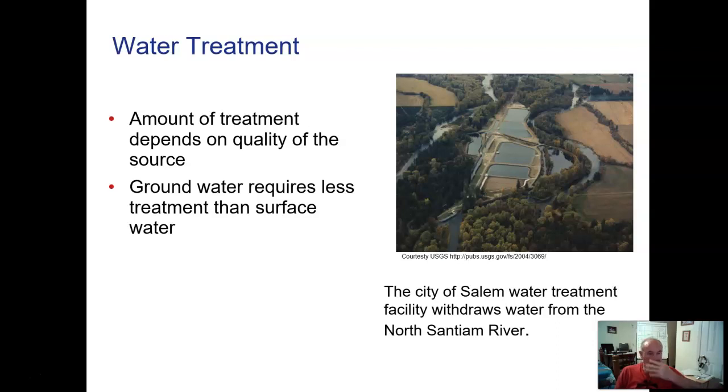The City of Winston-Salem Water Treatment Facility withdraws water from the North Santiam River. And normally, I would have a gentleman come in from the City of Winston-Salem to go through our city's very rich water supply system, because it's one of the oldest designed water systems in the United States. He usually gives a great presentation too. This is just one more thing that I'm really, really sorry that you guys are missing out on.